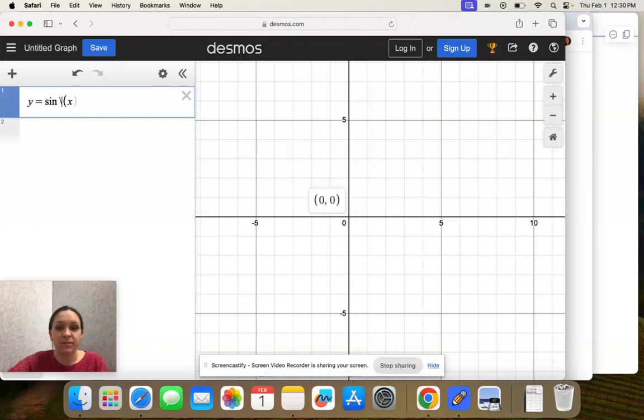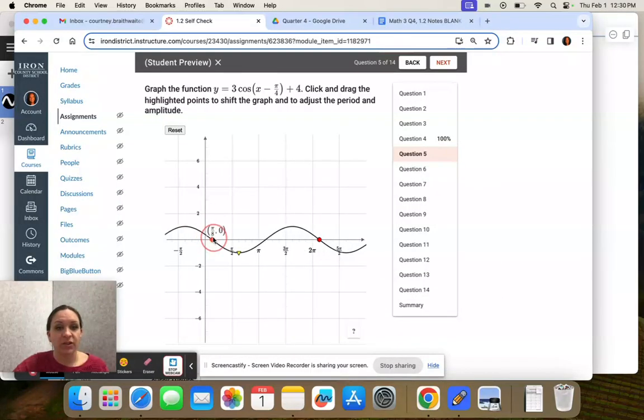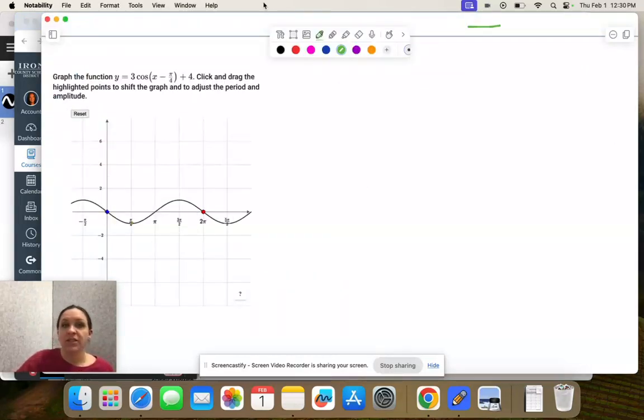Cosine, we need to move our maximum up into 1. So I'm going to start this whole process just by making sure the graph is in the right spot. So pi halves and 0, there we're at 1. Okay, let's start.